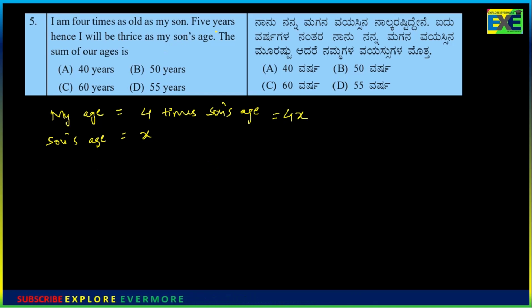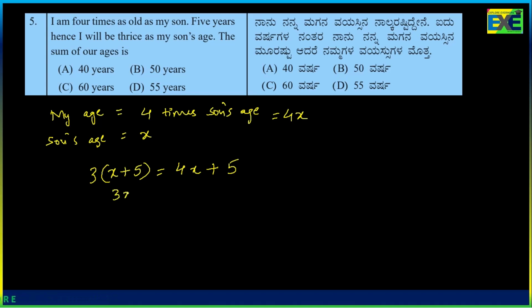Now 5 years hence, that means 5 years later. If they give 5 years hence, that means they are asking about the future age. So we need to add 5 to this. What we should write: 3 times the son's age. The son's present age is x. 5 years later, x plus 5. So 3 times the son's age 5 years later will be my age, that means 4x plus 5. So on both sides you need to add 5 because it is 5 years later.